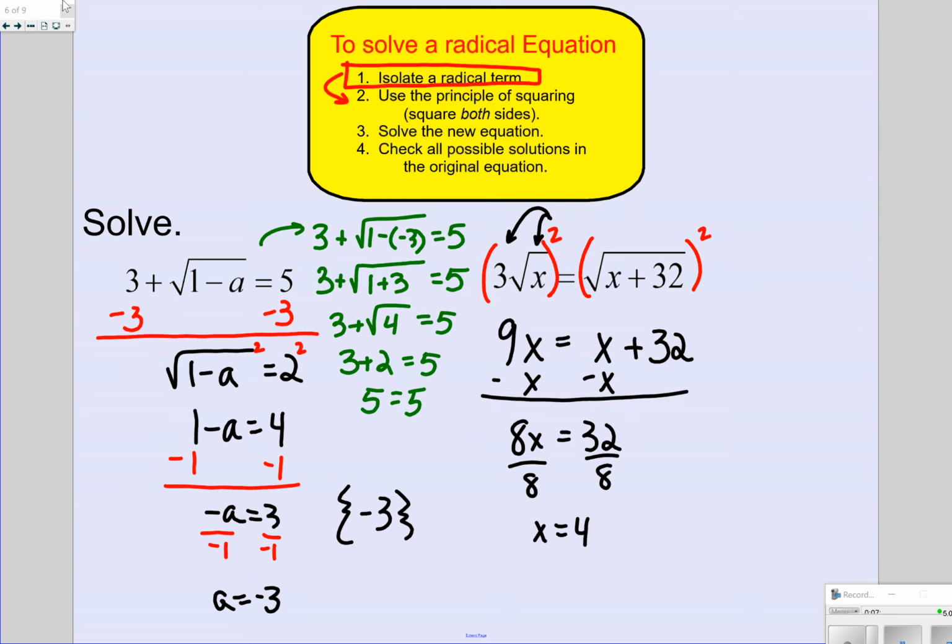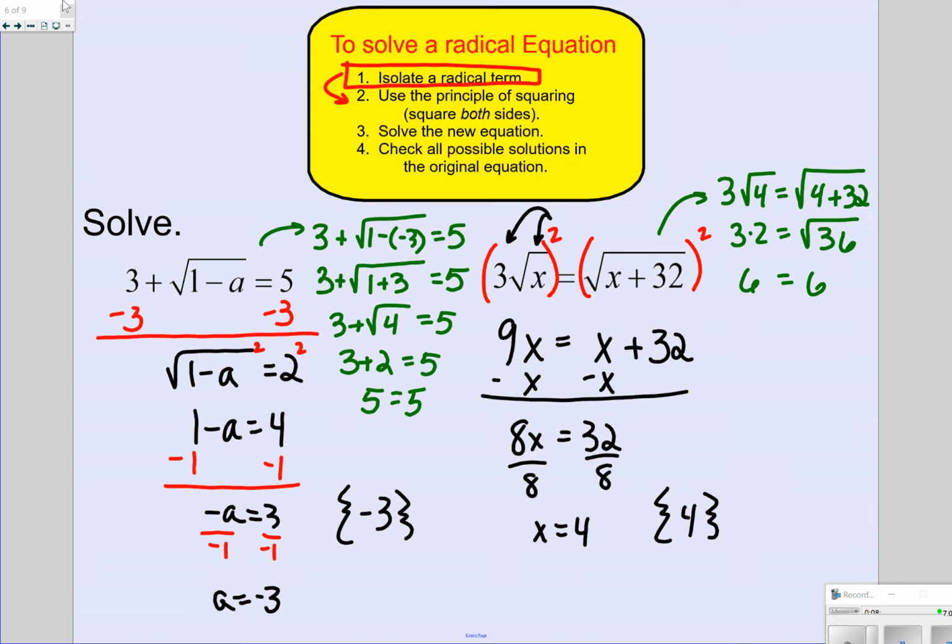Now let's test out that answer by checking it into our original problem. So 3 times the square root of 4 is equal to the square root of 4 plus 32. So this is the same thing as 3 times 2 is equal to the square root of 36, which is the same thing as 6 equals 6. So again, when I checked my answer, this one also worked. So that's my solution.